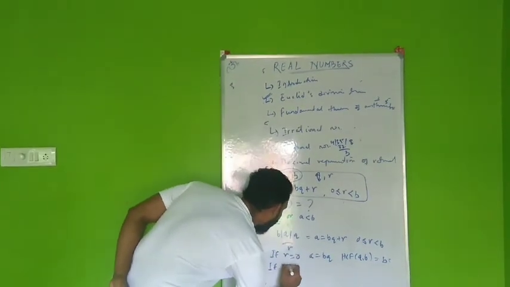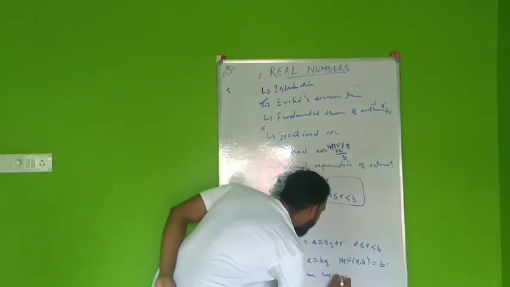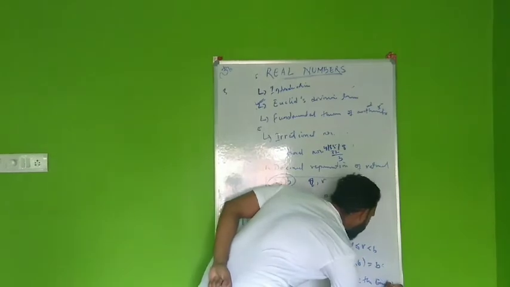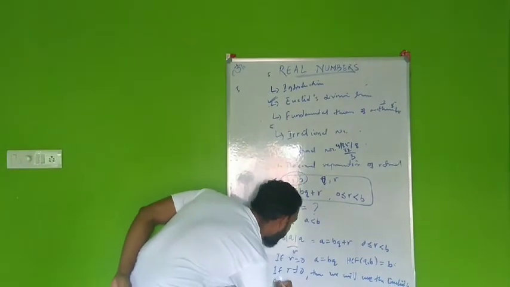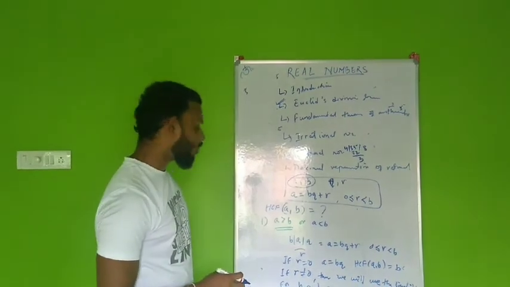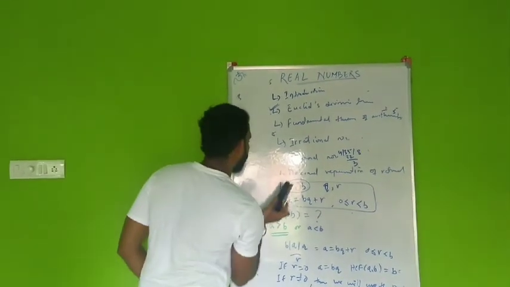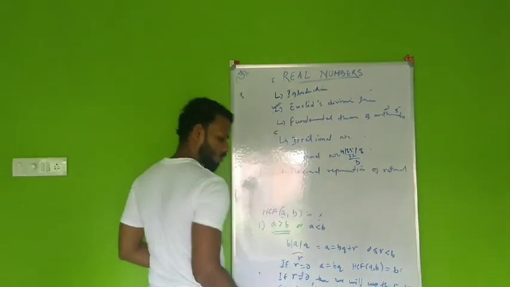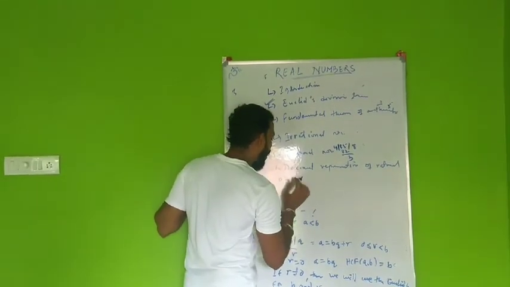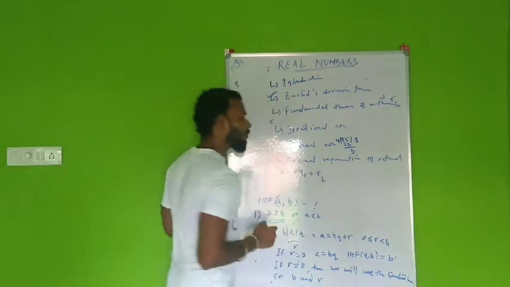If R is not equal to 0, then we will use Euclid's lemma for B and R, so that I can get B is equal to some R into Q1 plus some R1.